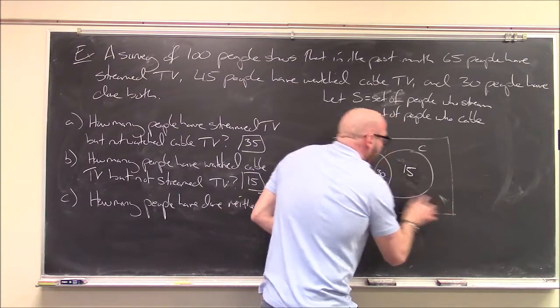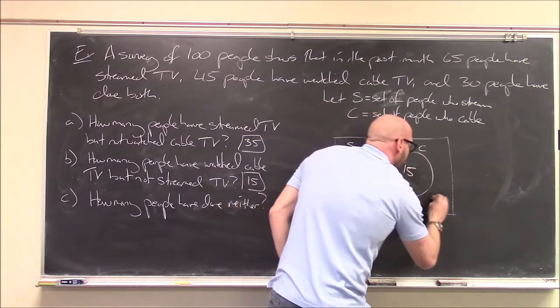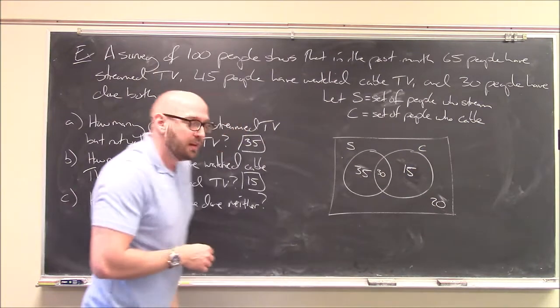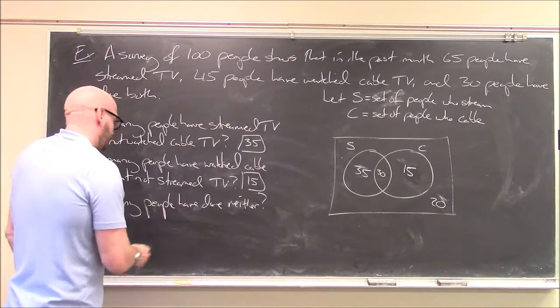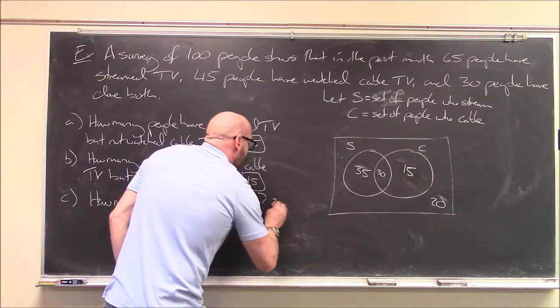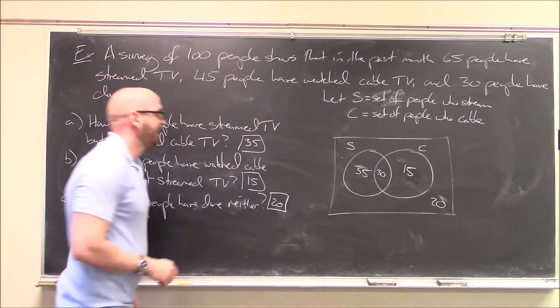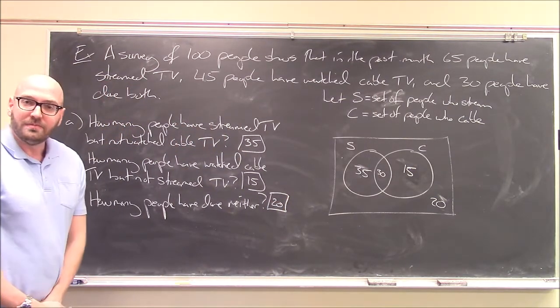So if we've already accounted for 80 and we surveyed 100, then there must be 20 more people outside there that don't watch TV at all, or watch TV some other way. So there would be 20 people there.